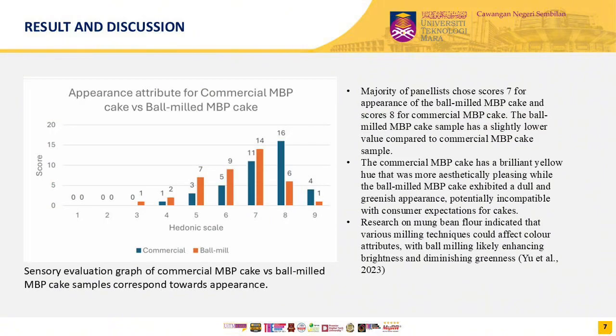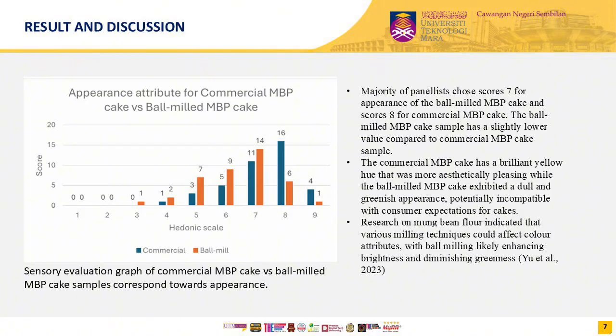Here is the sensory evaluation graph of commercial mung bean powder cake versus ball mill mung bean powder cake samples corresponding to appearance. The majority of the panelists chose score 7 for appearance of the ball mill mung bean powder cake and score 8 for commercial mung bean powder cake. The ball mill mung bean powder cake sample has a slightly lower value compared to commercial mung bean powder cake sample. The commercial mung bean powder cake has a brilliant yellow hue that was more aesthetically pleasing, while the ball mill mung bean powder cake exhibited a dull and greenish appearance, potentially incompatible with consumer expectations for cakes.